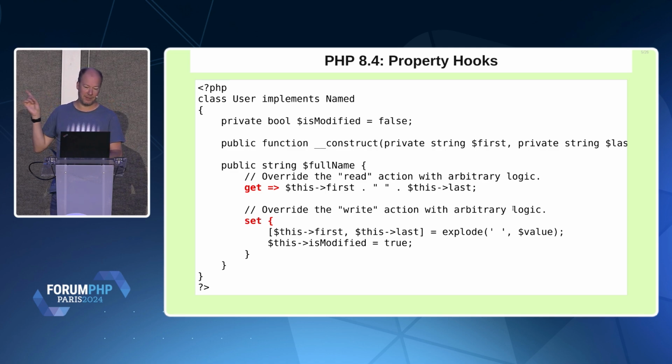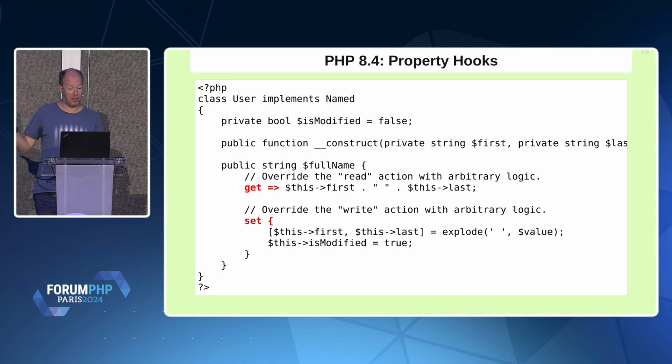Now, this is a property that doesn't have an actual property associated with it. It is only a virtual property, because nowhere in the set and get does it actually refer to an actual property with the same name as fullName. So these are virtual properties and they don't really exist.